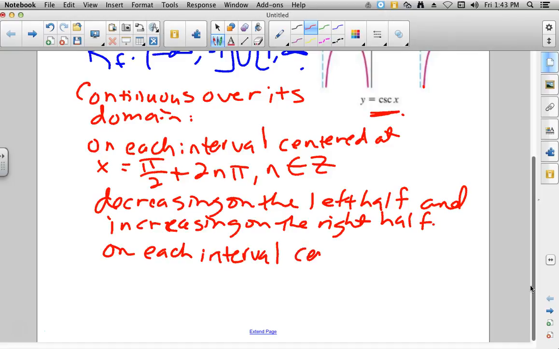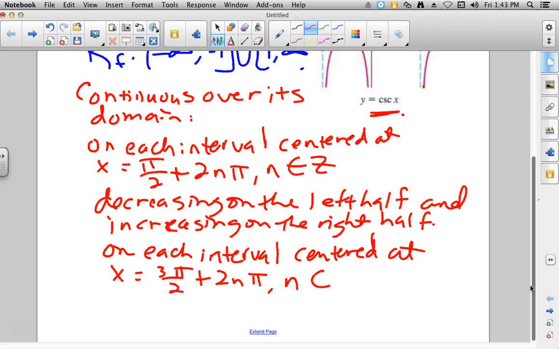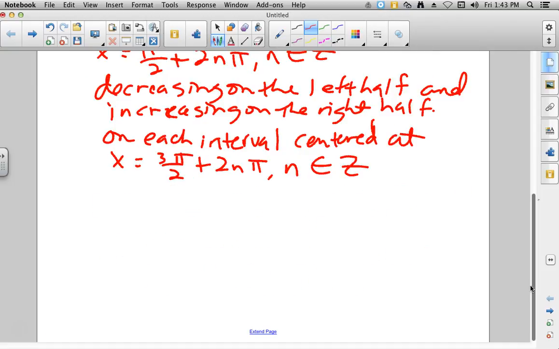centered at, and we want to see that 3 pi over 2 show up, so we would say x equals 3 pi over 2 plus multiples 2n pi, where n is the set of all integers. And if we just keep putting different integers in for n, we will see that that's exactly what we need to make that work.